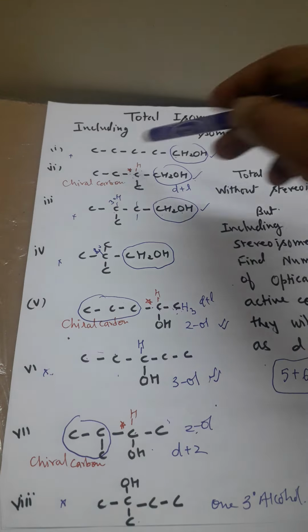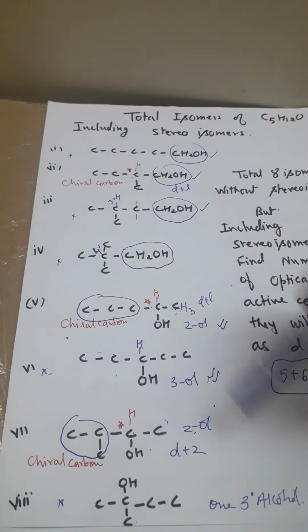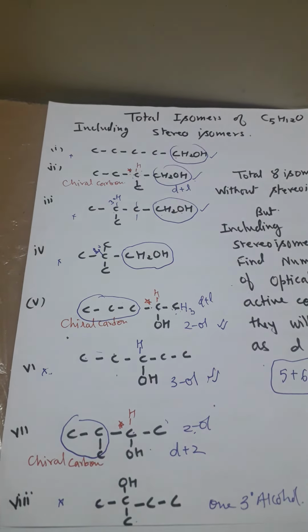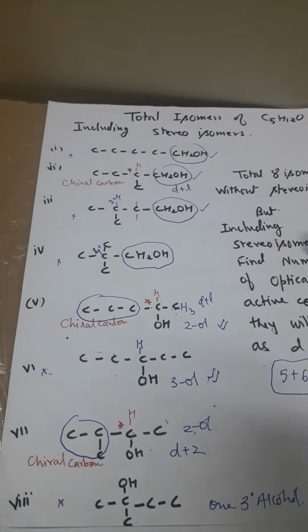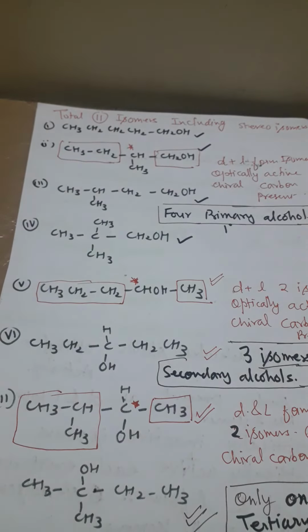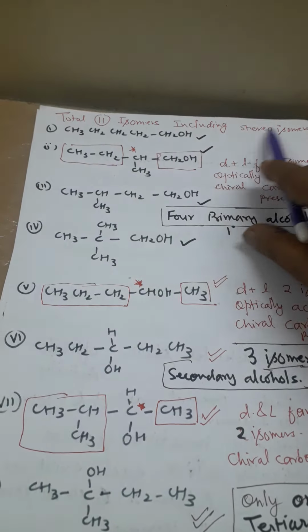Then I proceed to optically active compounds, chiral carbon, and then we search for stereoisomers. First I made just isomers. I have not written the L form here, only the D form. Or the L form will be there. And when we say including stereoisomers, then I have to write D and L in all the cases, right? Now we will discuss other questions also. Here I have written totally 11 isomers including stereoisomers.